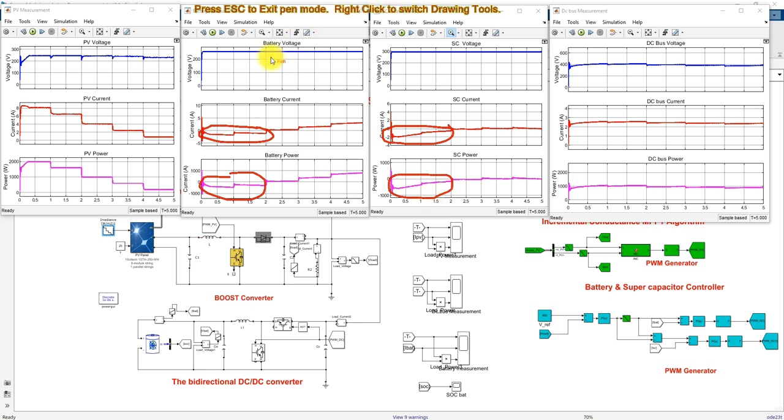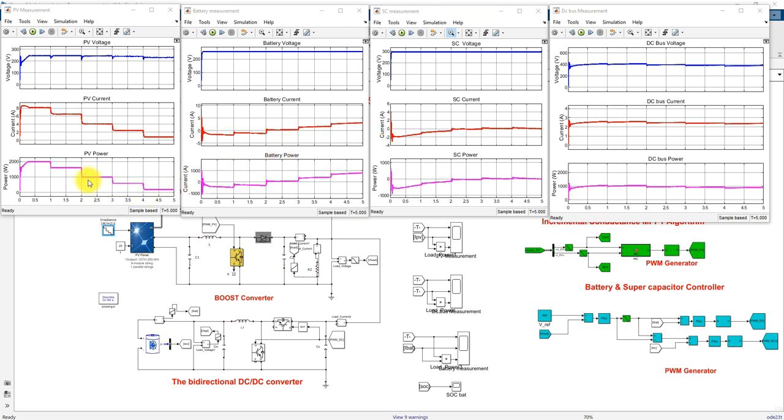So here you can see this is the voltage of the battery, this is the voltage of the supercapacitor. Okay. So next you have to see that when the PV power comes to 1000 watts, here you can see it comes to 1000 watts. What happened? Now that condition is reached, that means the PV power is equal to the load power.